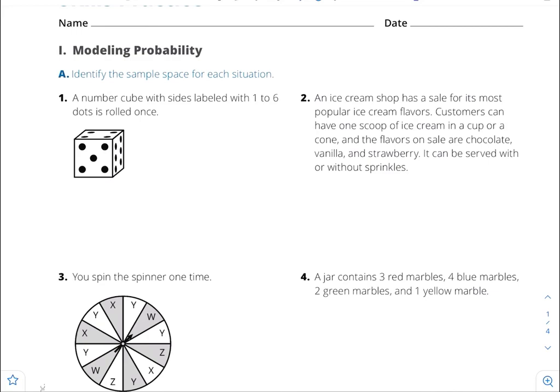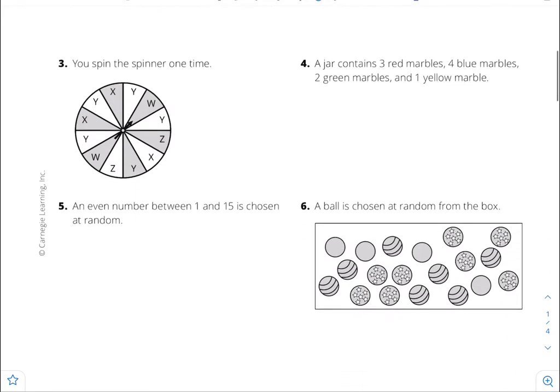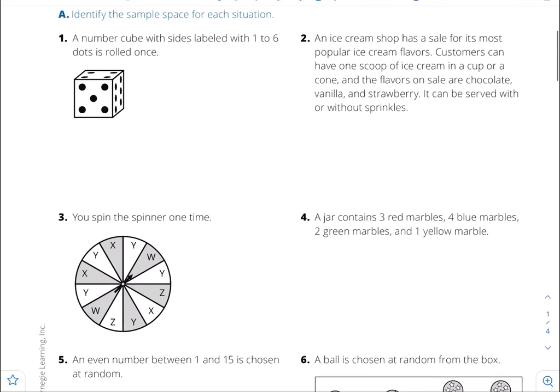So for number 1, for all these problems from 1 through 6, we have to find the sample space. Again, the sample space is all the possible outcomes. For number 1, the dice roll, you can have outcomes of 1, 2, 3, 4, 5, and 6. That is the sample space, all the outcomes of the dice roll.